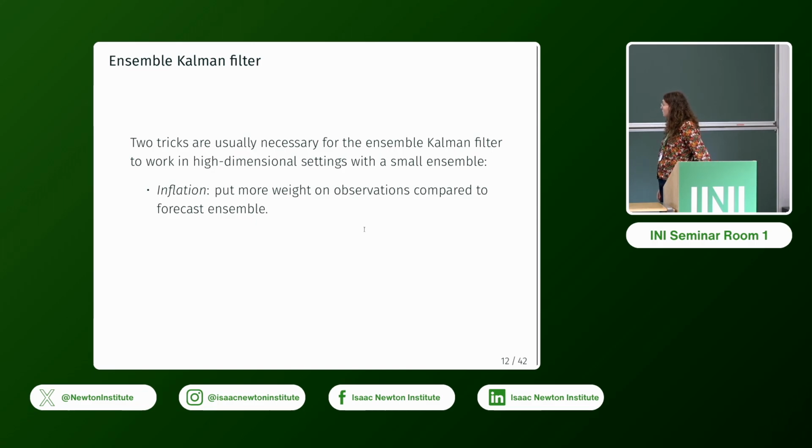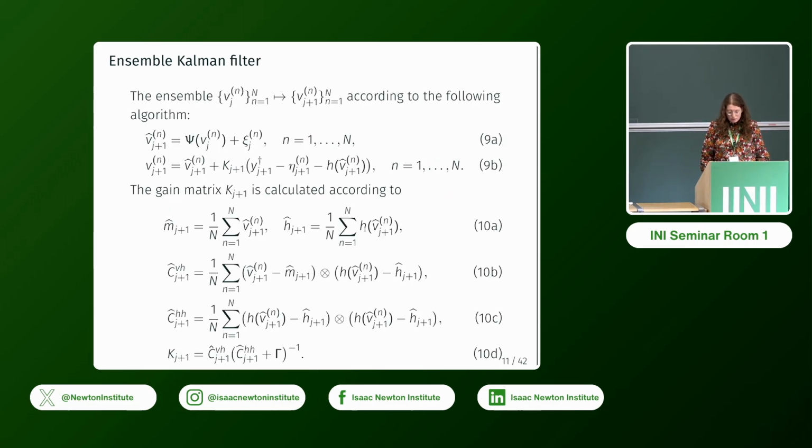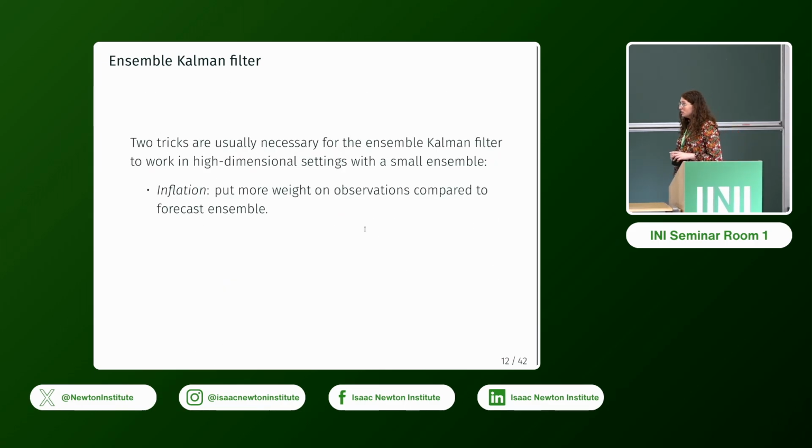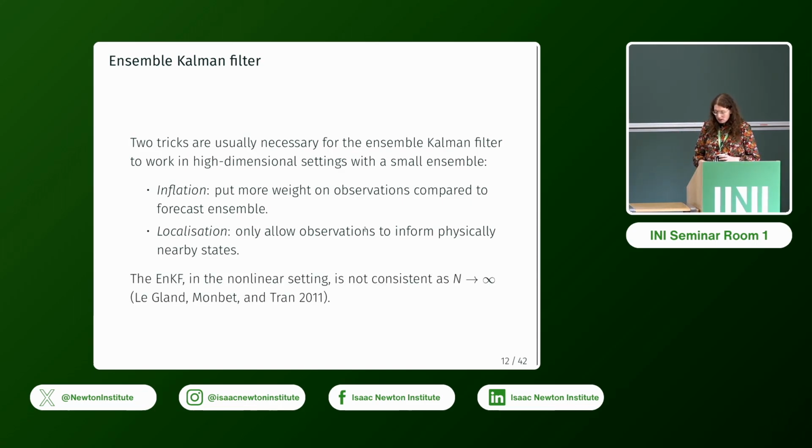However, you generally need a few tricks for it to work properly. Inflation is essentially where we inflate the prior covariance that tells us the covariance in the forecast, and so we put more weight on observations. That's because sampling error leads to systematic underestimation of the covariances, which I won't go into detail about, but that's a very easy thing to do. And then localization is very common because we generally are working with spatial problems. These problems have decay of correlations. So what we do is we only allow observations to inform nearby states in the physical domain. Of course, this is an approximation, but we can choose how severe to make that localization, and it's done ubiquitously in practice.